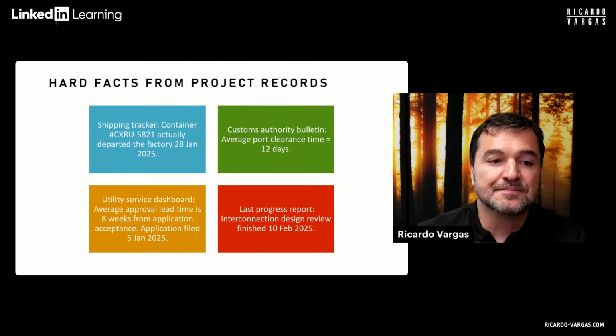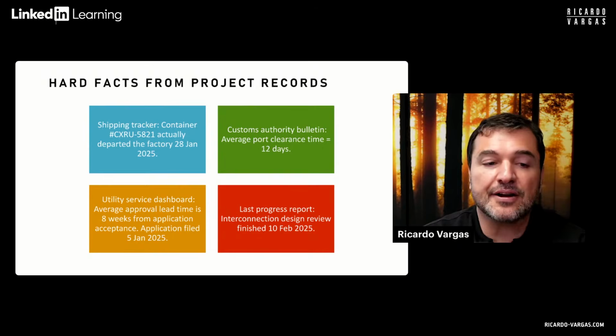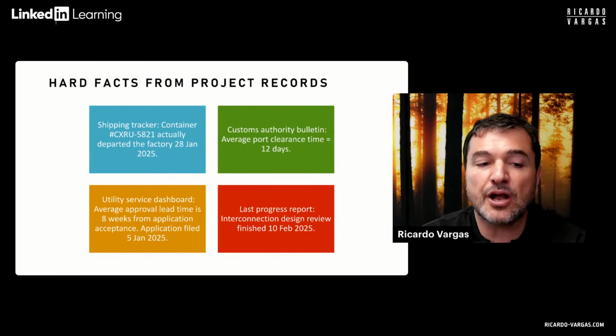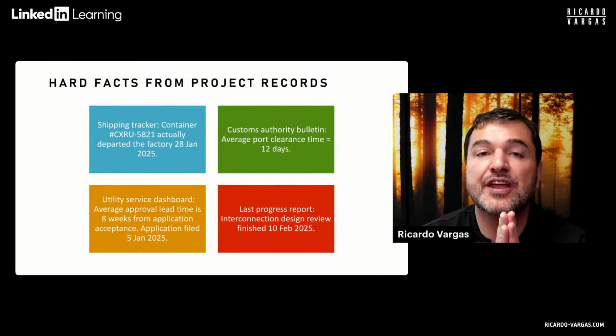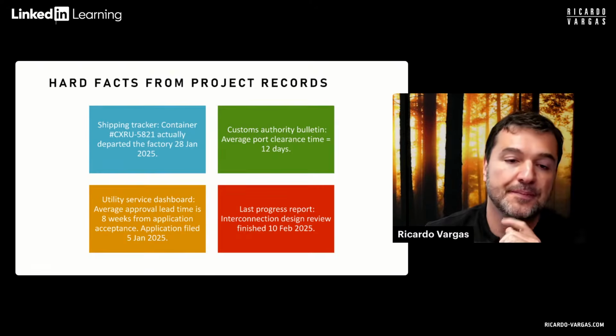Then next, hard facts about this. The shipping tracker, which you saw on the web, shows the shipment departed the factory on 28th of January 2025. The customs bulletin said that the average port clearance time is 12 days. The utility service dashboard said that the average approval lead time is 8 weeks. And the last progress report showed that the interconnection design review finished on 10th of February.